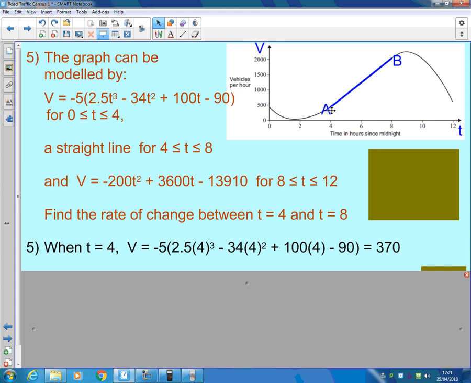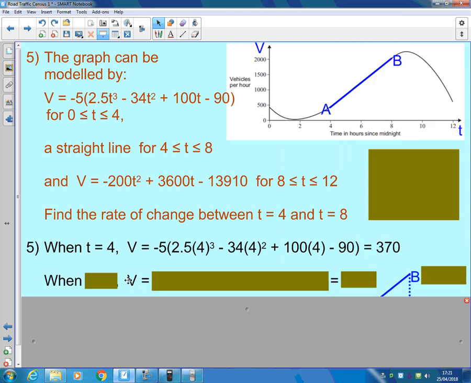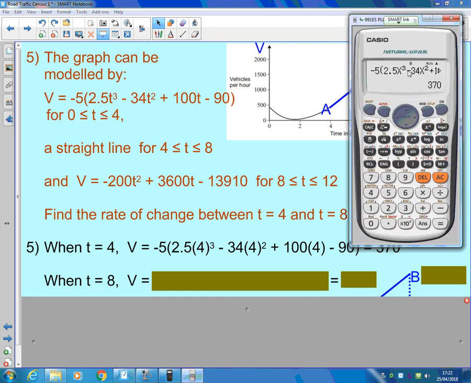Now, that's that one. B is where t is 8 at the end of the straight line, and that's at the start of this one where t is 8. So now all I do for the next one is I say when t is 8, v is, and I replace this t by 8. So I go to the other equation. So instead of this one here, let's type in the other one.